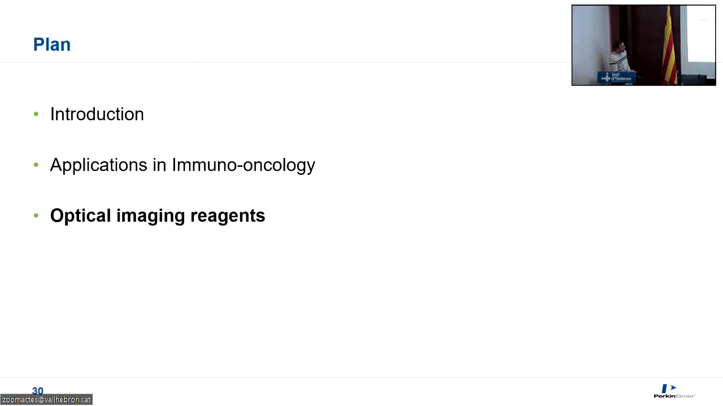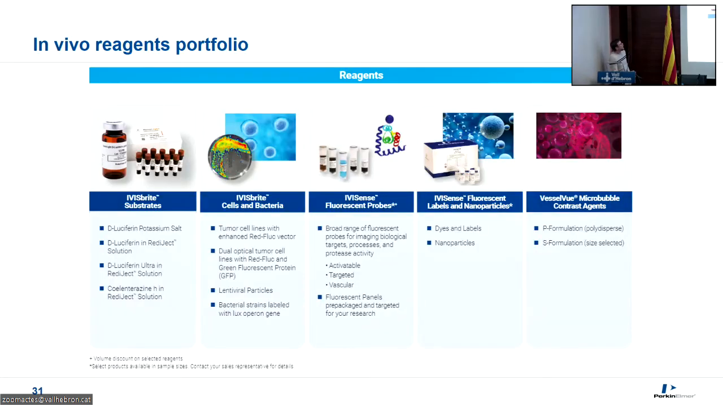Now I'm going to talk about all the different reagents. So we have, well, three main categories. Agents used for bioluminescence, they are called IVIS bright, and some of them are used in fluorescence, called IVIS sense. And we also have vessel view now, which is just microbubbles that can be used for ultrasound.